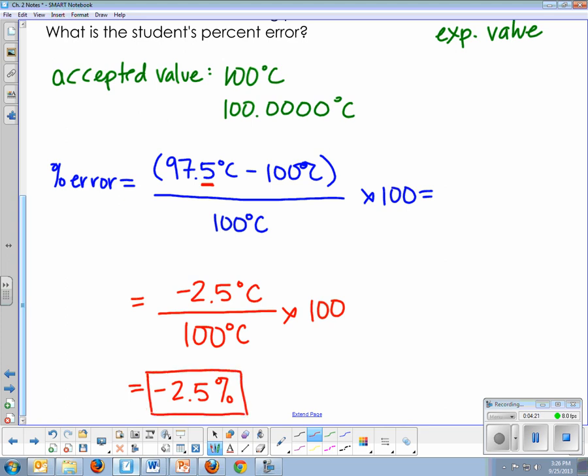So what does this tell us? Well, the negative tells us that our answer was lower than the real answer. The 2.5% tells us we are 2.5% off of the original answer. A percent error is good, the smaller it is. So the perfect percent error, a perfect lab, would be 0%. The worst would be 100%, or higher actually. So you want a low percent error.